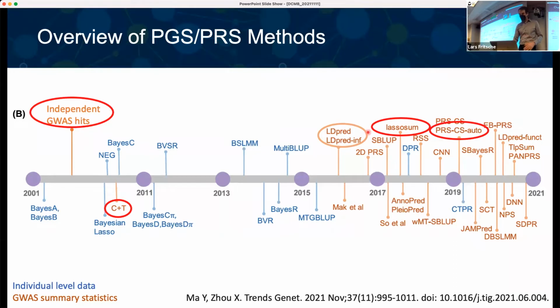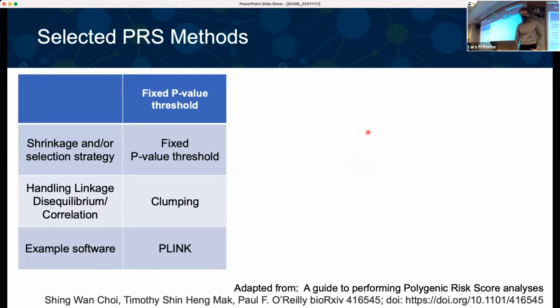So you're always faced with a choice that you have to make, and here we said we focus on those 5 because we can make them work with the resources we have, and they work quite well. Okay. So focusing on those 5 methods here, the simplest one is the fixed p-value threshold, and that is, for example, the GWAS hits.